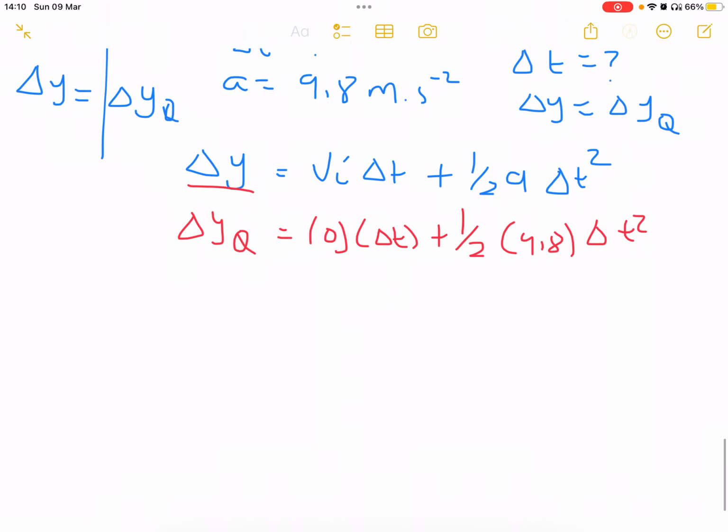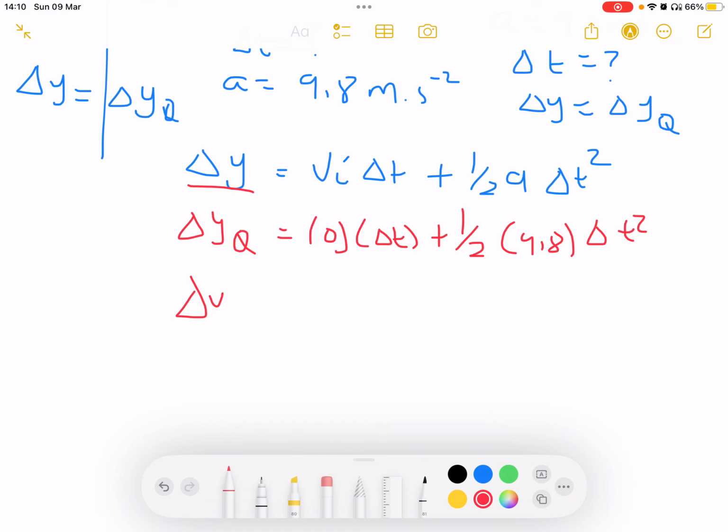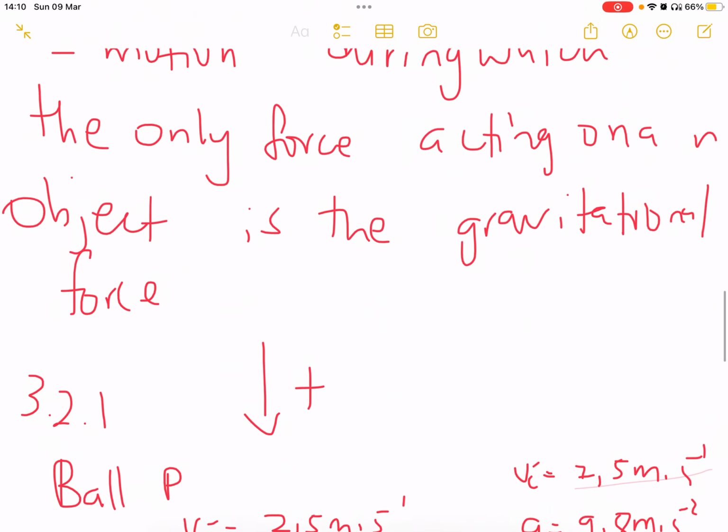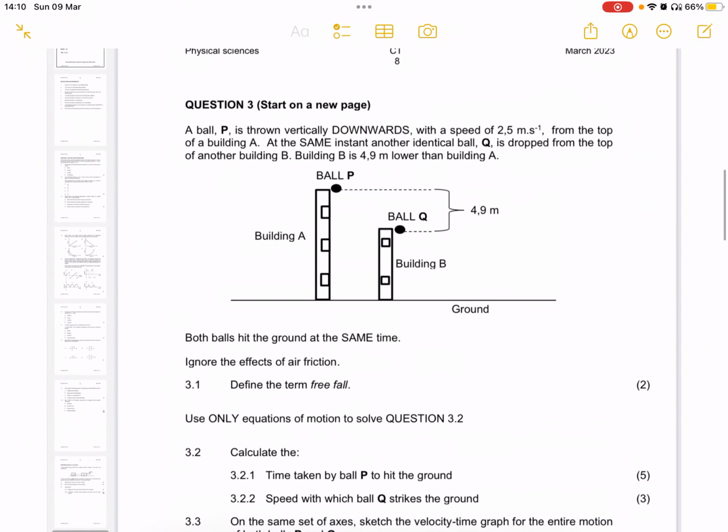Right, and we'll have delta y Q being equal to 4.9 delta t squared. We're given another piece of information here, that building A and building B have a difference in length or displacement of 4.9, whereby building B plus 4.9 makes up the height of building A.